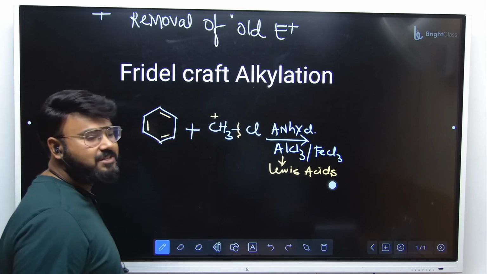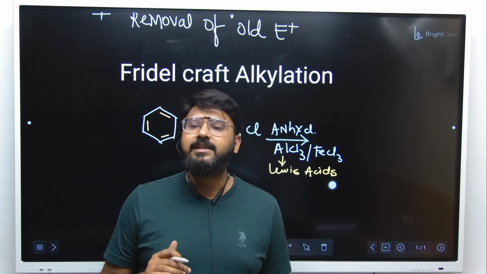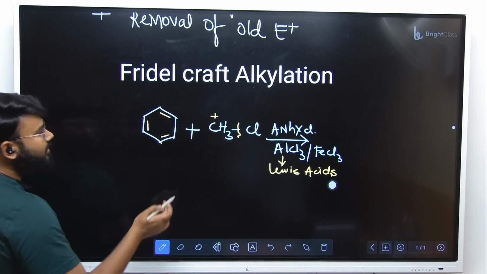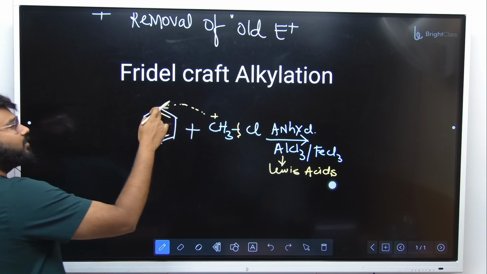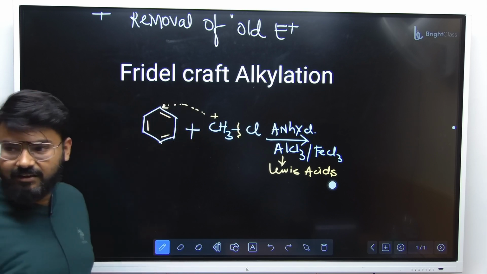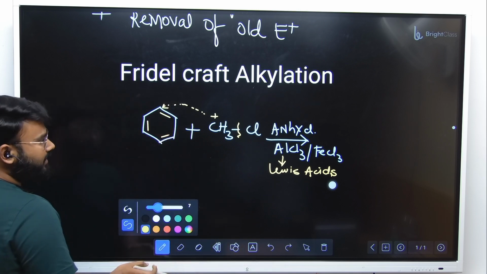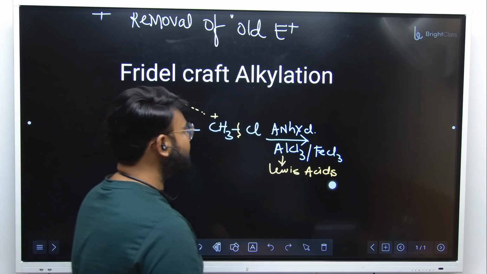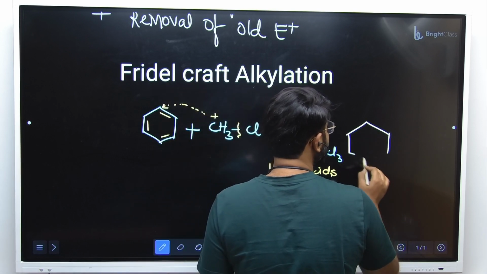Electrophile and nucleophile love each other because the nucleophile has to donate an electron and the electrophile has to accept the electron, right? So understand, this will attack here. It's not compulsory that you attack here, you can attack anywhere. So as a result, what will happen now? Tell me, what will you get? You will get something called toluene. Methyl benzene will be formed.